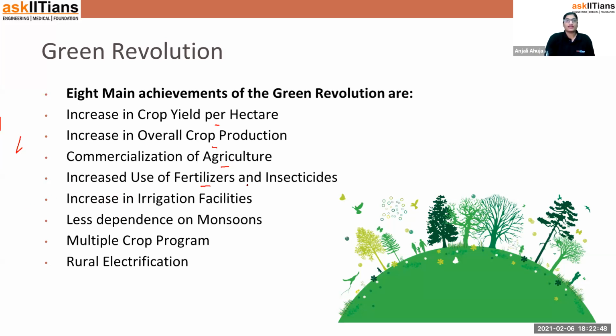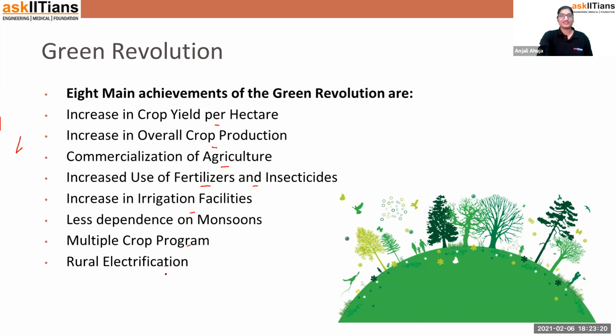So: increased use of fertilizer and insecticide, increase in irrigation facilities, less dependence on monsoon, multiple crop program, rural electrification. I do not think there is any single point in this list that you will not understand. These are the achievements I have seen. I'm not from the 1980s, I'm from the 90s. The point is that I have seen these things happening. Clear? I have seen the growth happening. Okay, so I suppose now these points are clear to you.